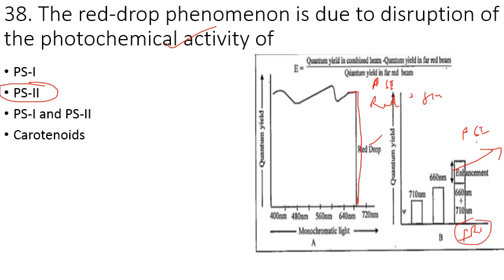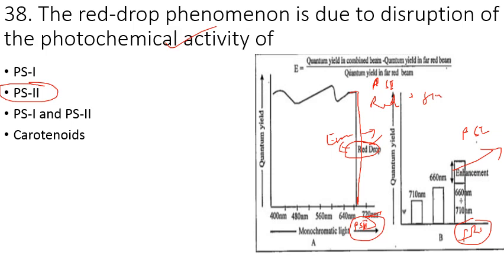So this disruption of photosynthesis is due to the disruption of photosystem 2. This decrease in the rate of photosynthesis when light of the red region or above red region is provided to the chlorophyll is known as the red drop effect, and this was observed by Emerson, so it is named the Emerson red drop effect.